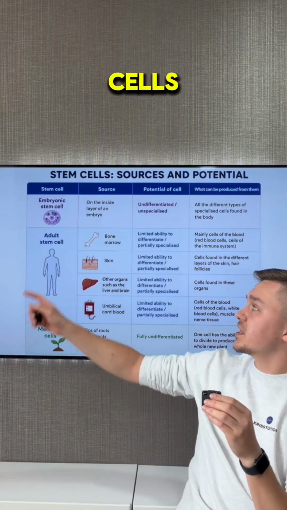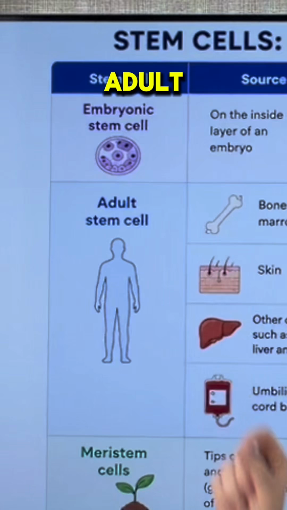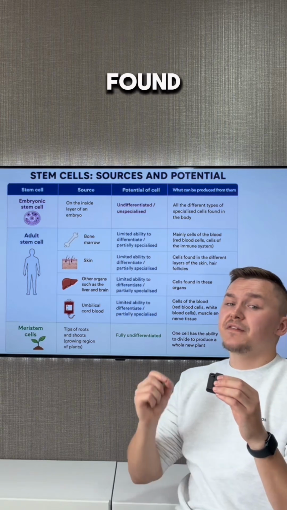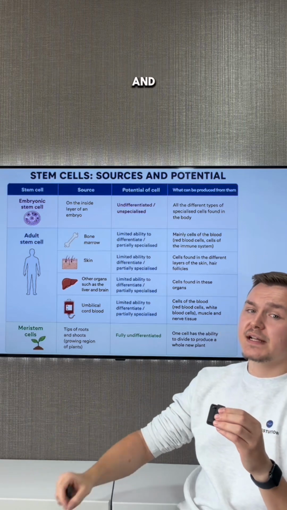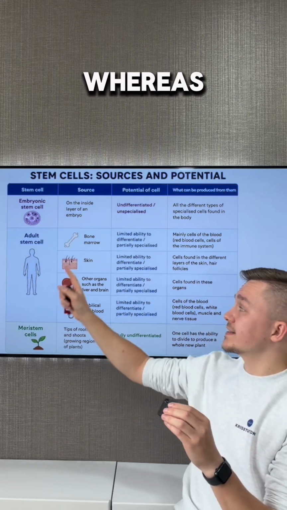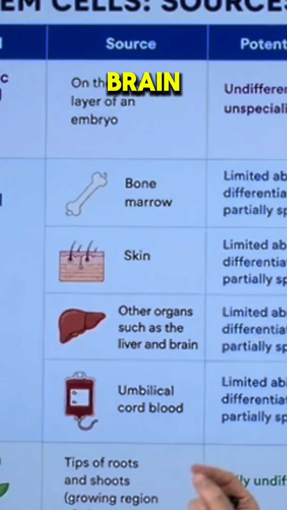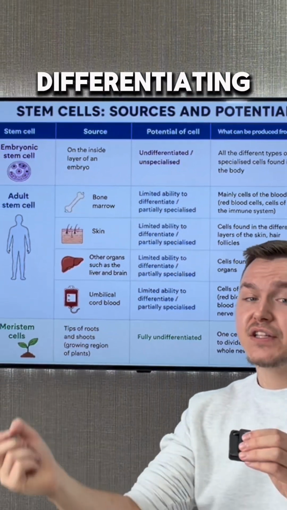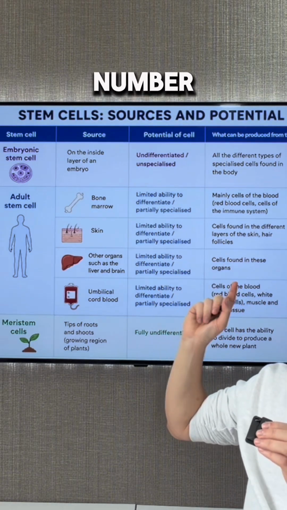Next, looking at stem cells, human stem cells include embryonic stem cells from embryos and adult stem cells from, you guessed it, adults. Now, embryonic stem cells are found on the inside layer of an embryo. They're unspecialized, undifferentiated, and they can differentiate into any type of cell. Whereas adult stem cells are found in the bone marrow, skin, liver, brain, umbilical cord, blood, but they have limited differentiating opportunities. They can only differentiate into a limited number of cells.